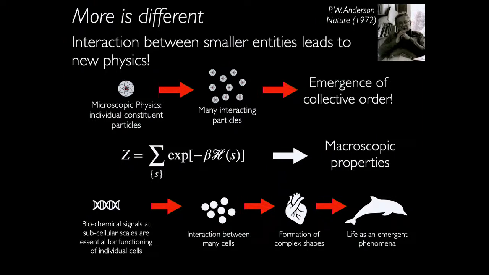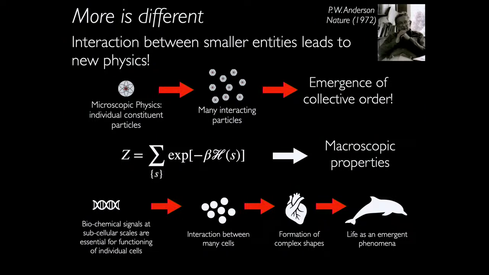Now, you go to a higher scale and you have many such cells, and the cells are interacting with each other. As a result of this interaction, you see the emergence of more complex shapes. So, if we are able to put an arrow on this whole process, starting from a very small scale to a very large scale, can we think of life as an emergent phenomenon?